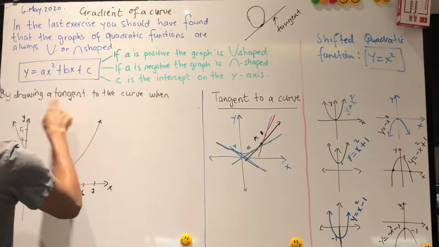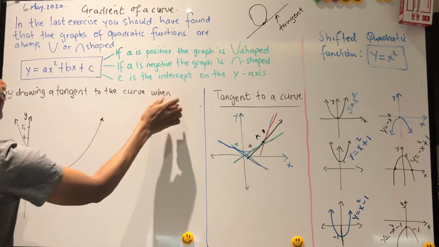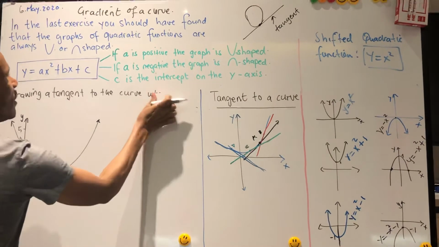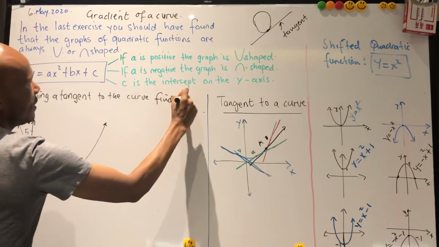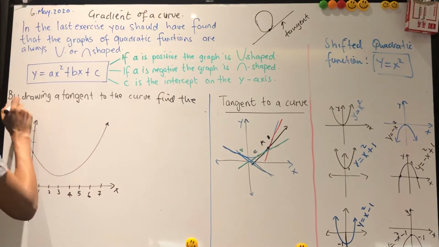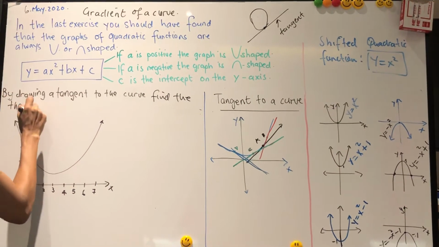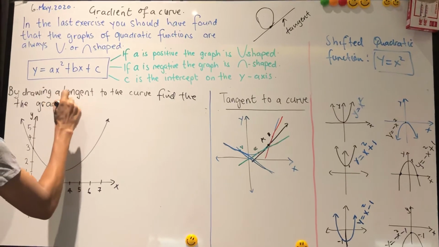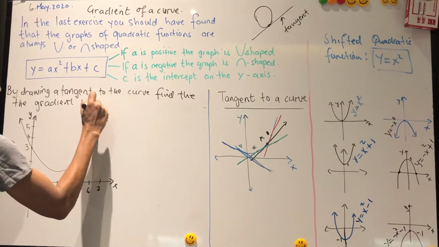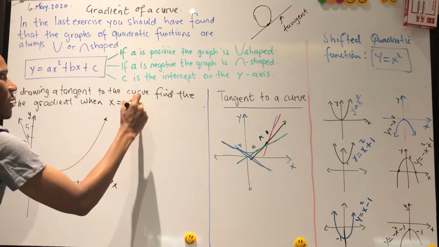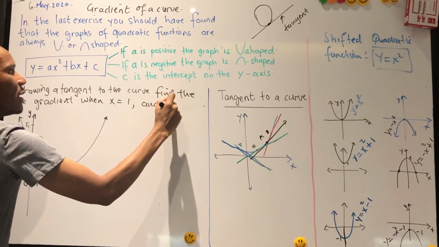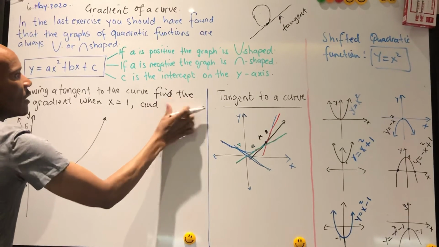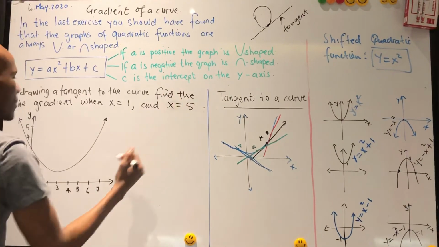By drawing a tangent to the curve, let me change the question. Find the gradient when x is equal to 1 and when x is equal to 5.